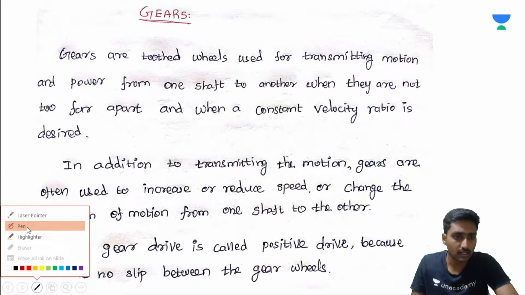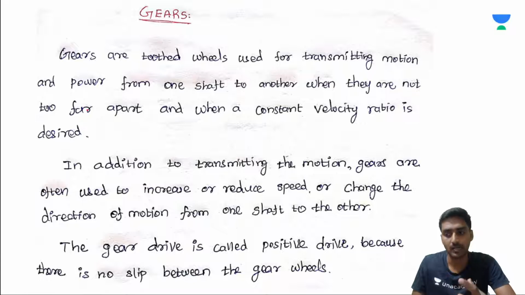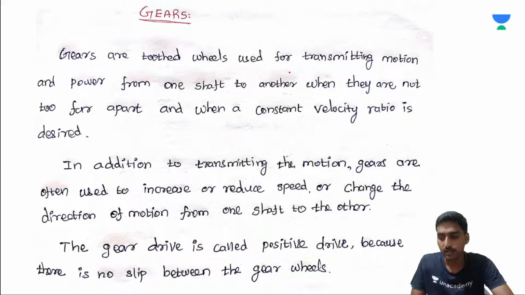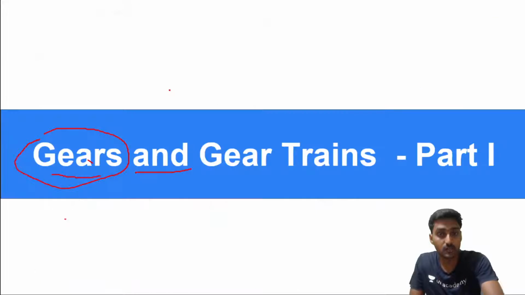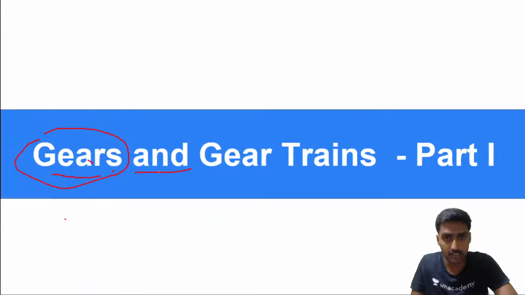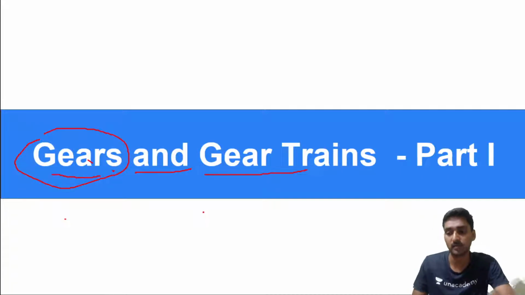Most of us are already aware of gears. Gears are toothed wheels used for transmitting motion. So what are the things we are going to discuss in gears and gear trains? There are four parts we are going to discuss. In this, what are we going to discuss?